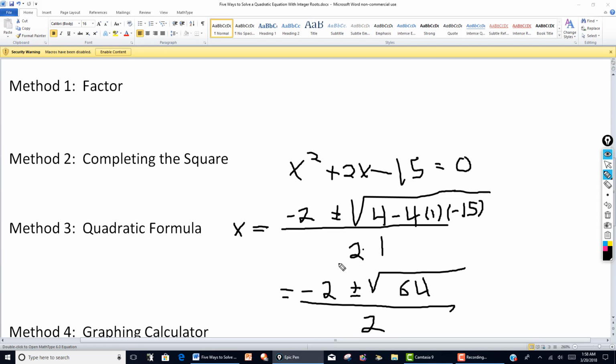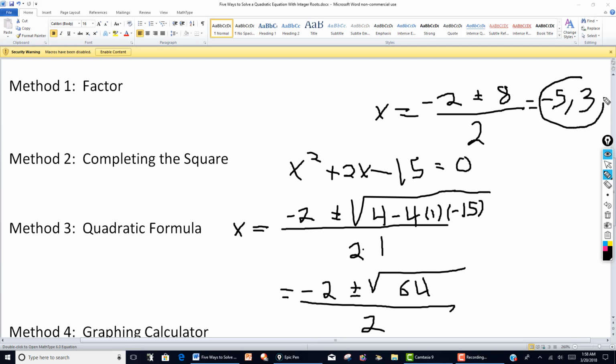But we can take the square root of 64. That's 8 over 2. Okay, so then we do this. Minus 2 minus 8, that's minus 10, divided by 2 is negative 5. And then minus 2 plus 8 is 6, divided by 2 is 3. Okay, so again, we get 3 and negative 5.